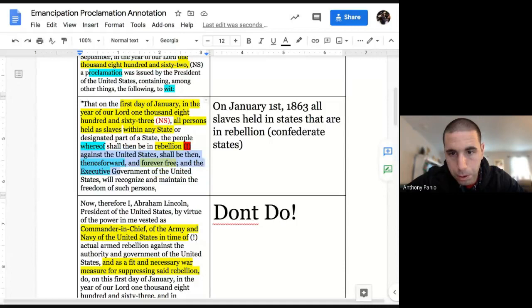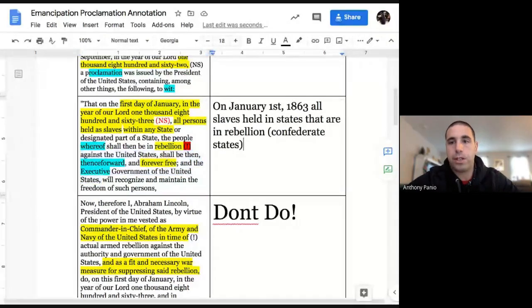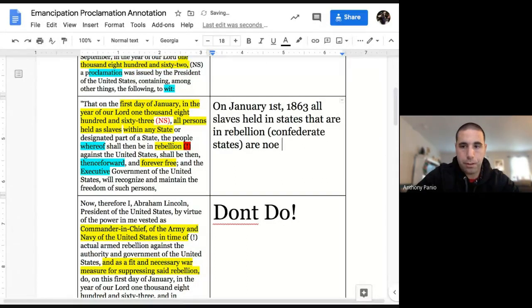All right, we'll do this part now. Against the United States shall be then, thenceforward, and forever free. That's the very famous line that you may have heard before. Shall be then, thenceforward, and forever free. So on January 1st, 1863, all slaves held in states that are in rebellion, or the Confederate states, are now free forever.